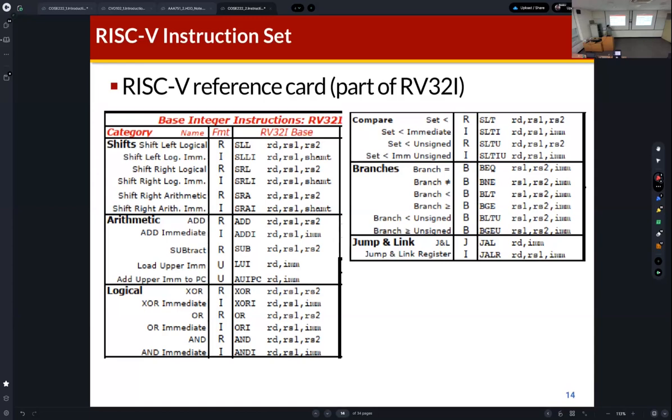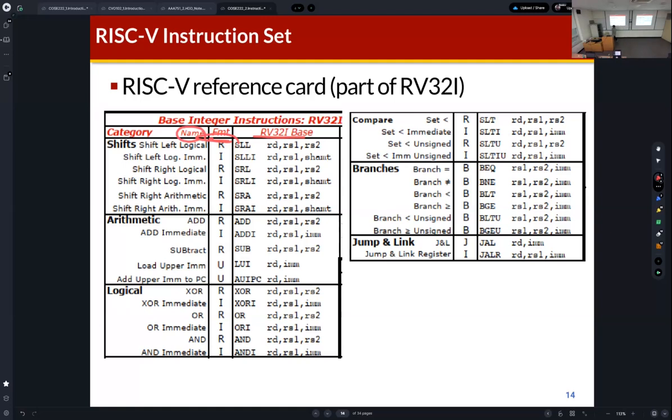Also, you can find the reference card for RISC-V. I will upload this reference card on Piazza, in the resource tab. On this reference card, you can find the name and definition of each instruction. You can find the format, which we learned about also, and this is an example of the structure of an instruction.